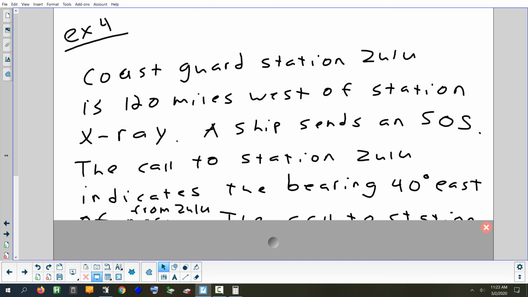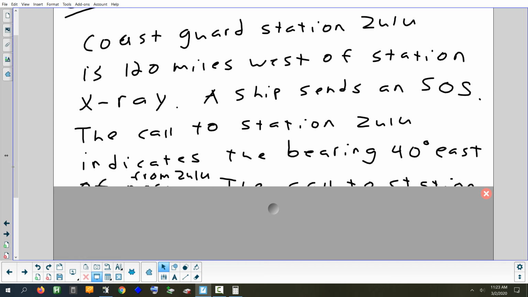So, Coast Guard Station Z says, all right, we can see the boat, and looking at the compass, they're on a heading 40 degrees east of north. That's the direction they see the boat. So if north is up and down, 40 degrees to the east would be kind of like to the right of north. 40 degrees to the right of north.